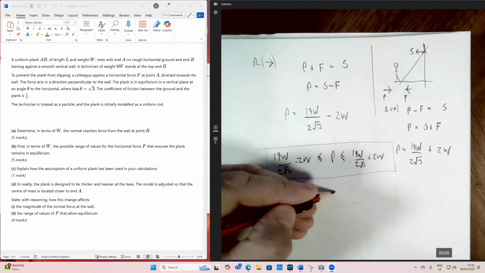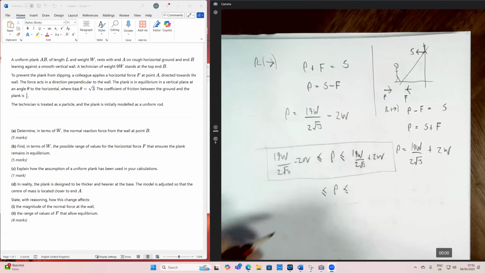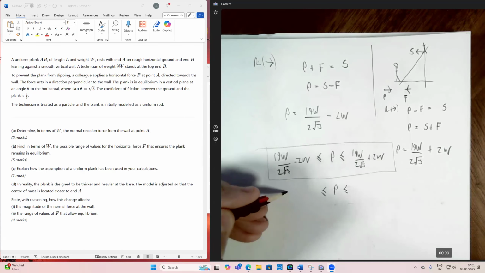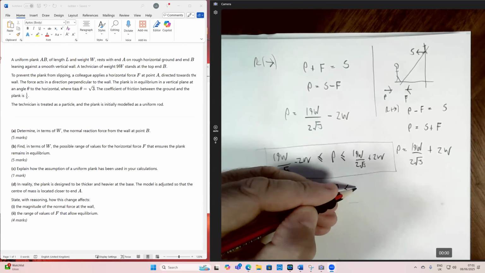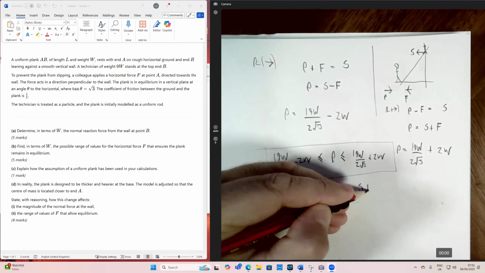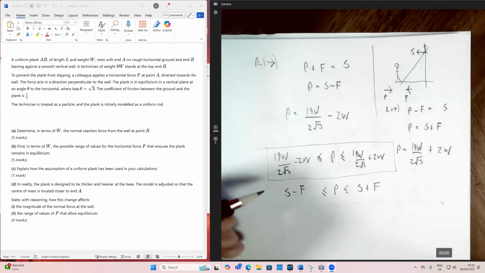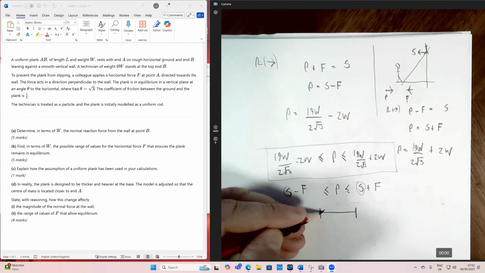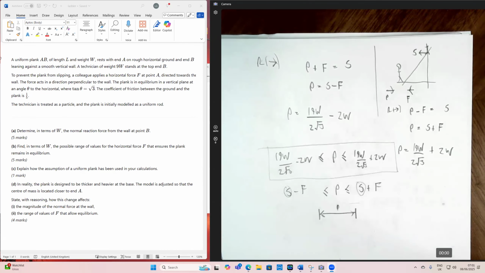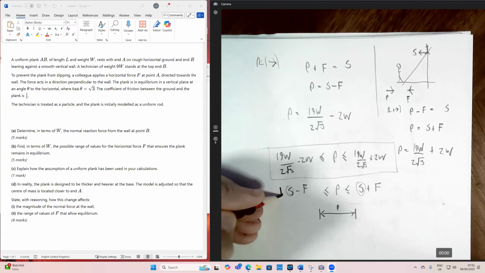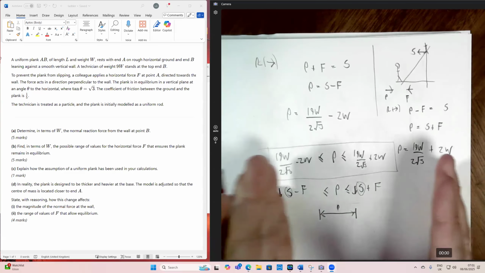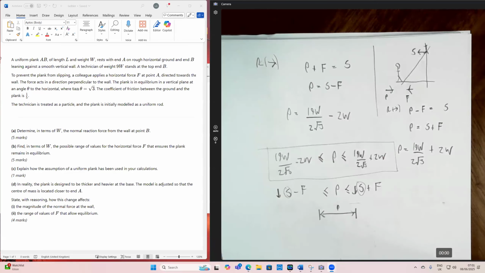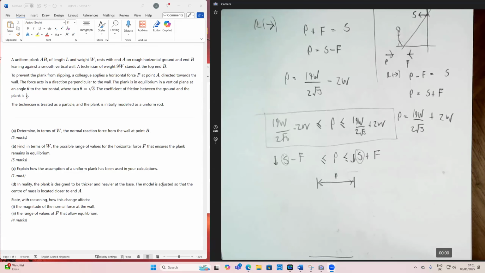So if we write that in the slightly different format that we had from a moment ago, this one is S minus F, and this one is S plus F. So this has reduced and this has reduced. It has the effect of narrowing the range of values for which the ladder would remain in equilibrium, because that force has gone down and that force has gone down. So it closes it in. So we can now say that the ladder will only remain in equilibrium for a narrower range of values. And that's the answer to that last bit.